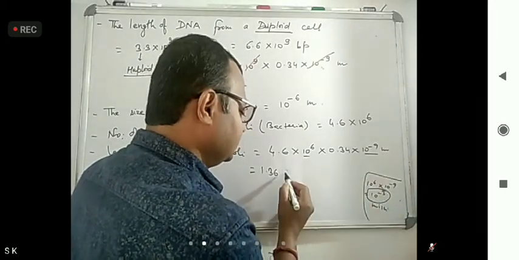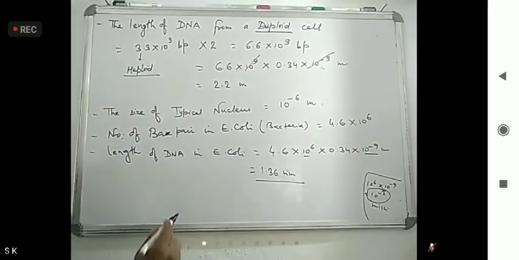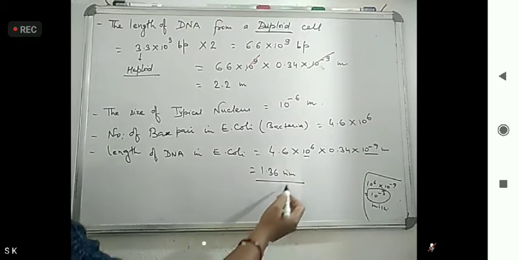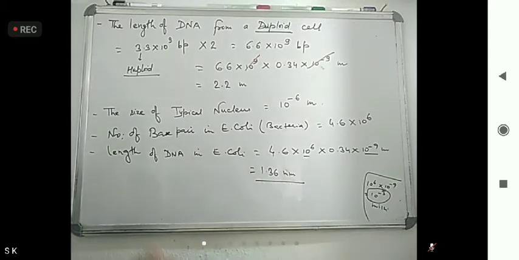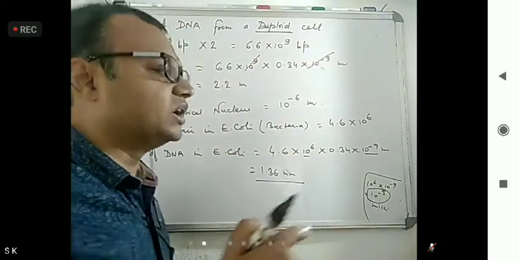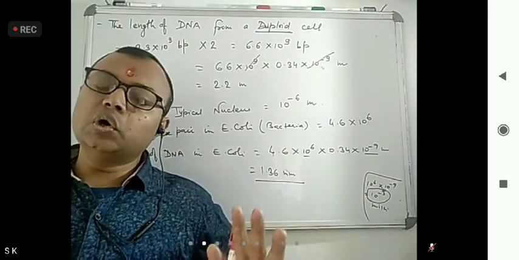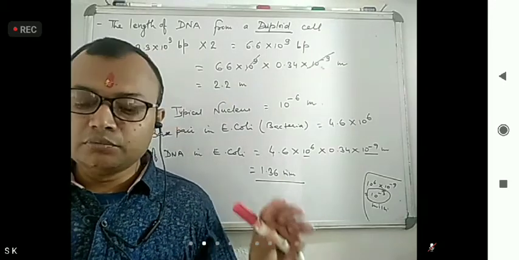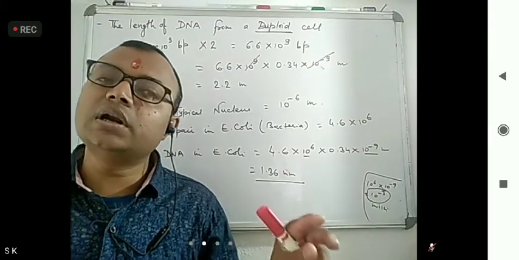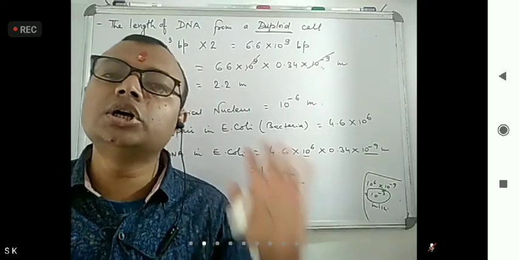Milli and meter, so mm. Now you can see that the length of DNA in E. coli is 1.36 mm. This is also bigger compared to typical nucleus size. So they need what? This long DNA is accommodated in a small nucleus only through packaging or compaction.